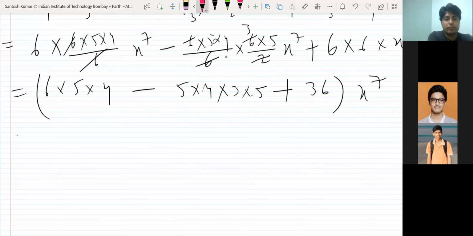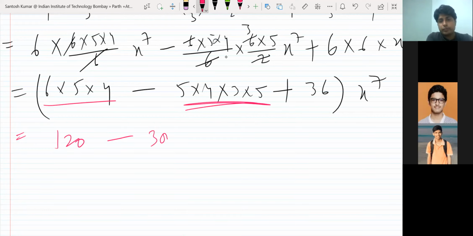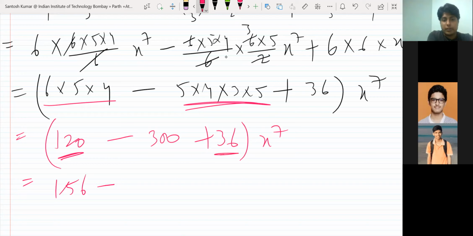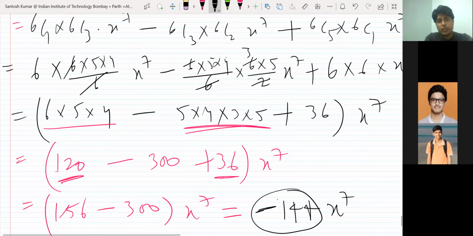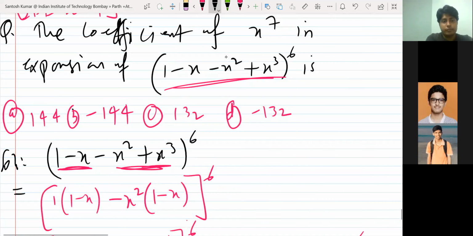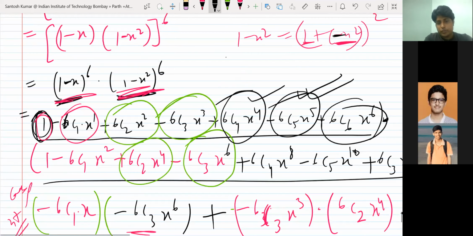So tell me which number is this? This is 120. And this is 300 plus 36. Okay, so tell me 120 plus 36. So 156 minus 300 x raised to power 7. So what are you getting? Minus 144. Minus 144 into x raised to power 7. This is the coefficient. So minus 144 is the answer for this question. Okay, B option. Okay, so this type of question they ask in Mains.